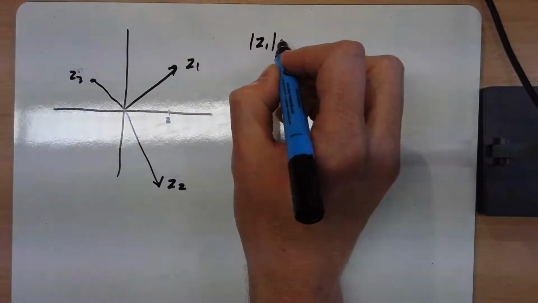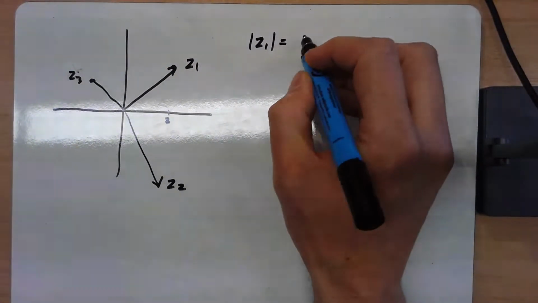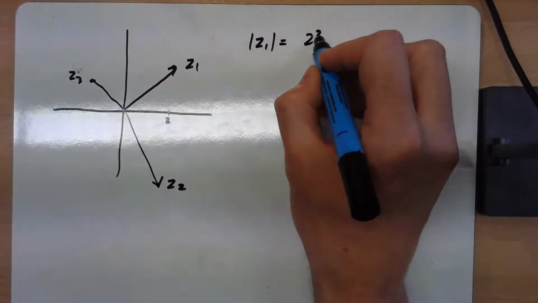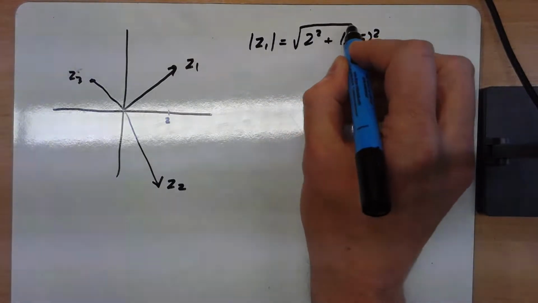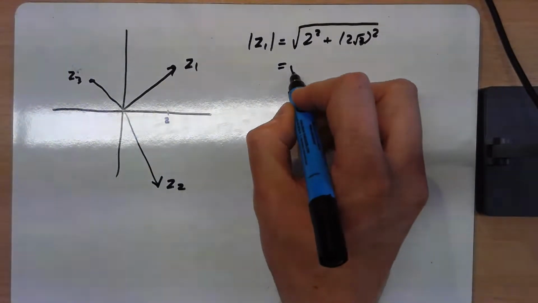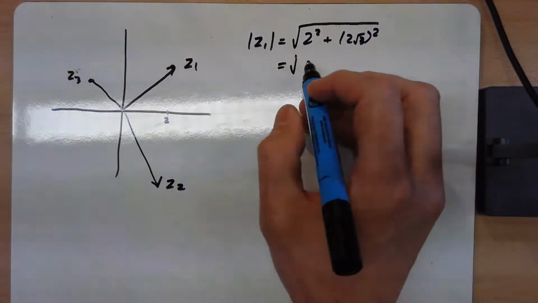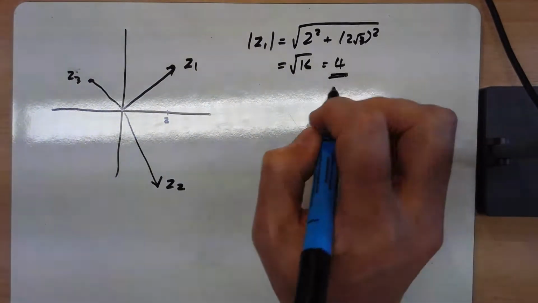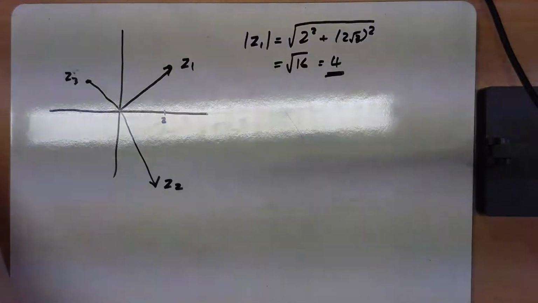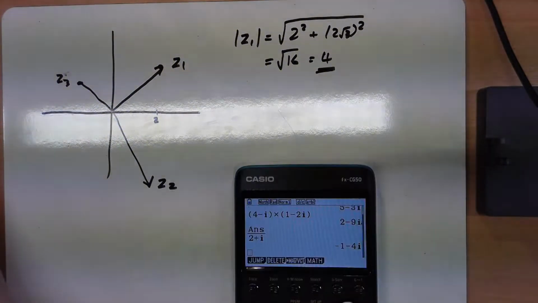So the length of Z1 is sort of using Pythagoras. So I've got 2 squared and 2 root 3 squared, square rooted. So what's that? That's 4. And you know what this is? That's 12. That's 16. So the length of that one's 4. I can repeat that for the other ones.